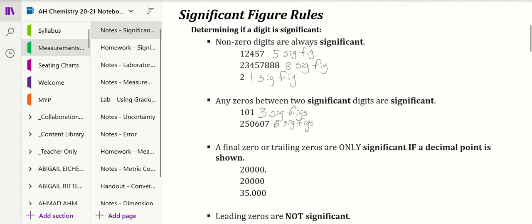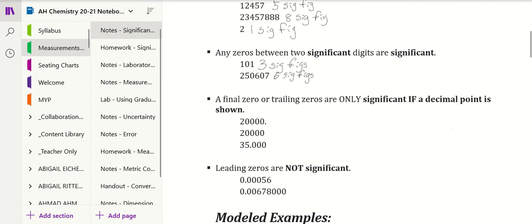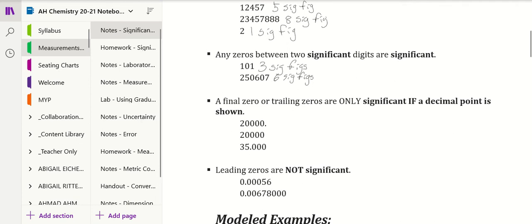Now we need to deal with zeros that aren't between significant digits. There are 2 scenarios for that: zeros at the end of a number and zeros at the beginning of a number. So we need 2 more rules. This third rule is that ending zeros, so zeros at the end of the number, are only significant if a decimal point is shown. So if a decimal point is shown in a number, are ending zeros significant or not significant?